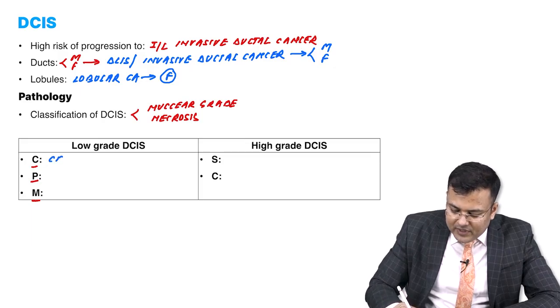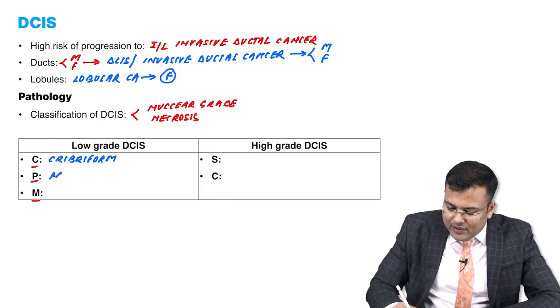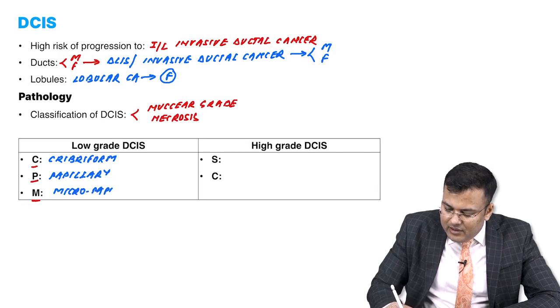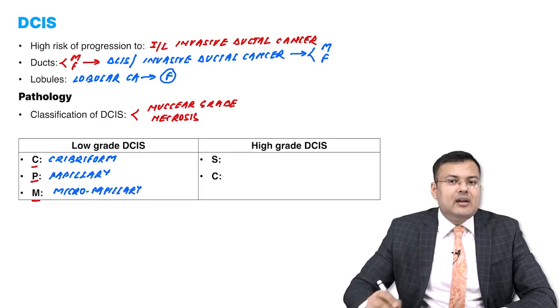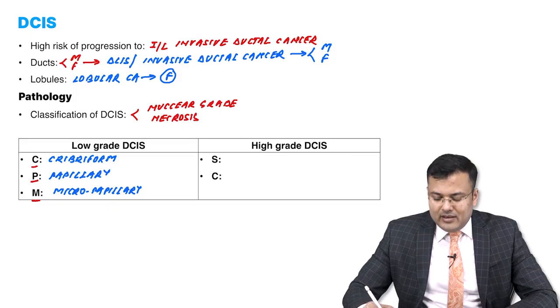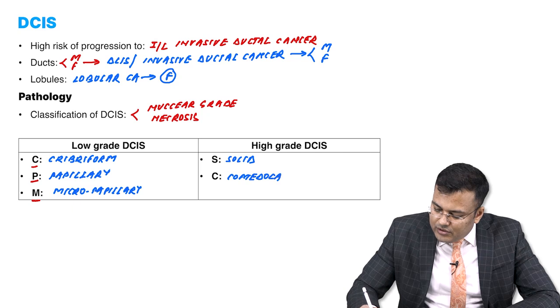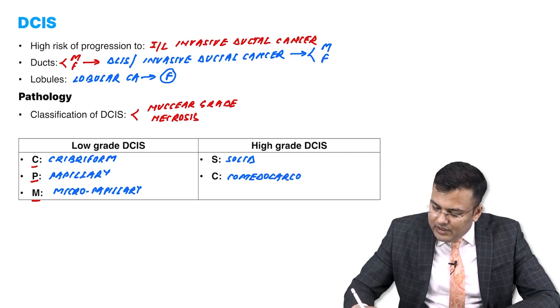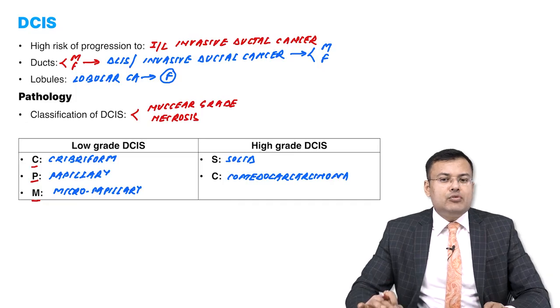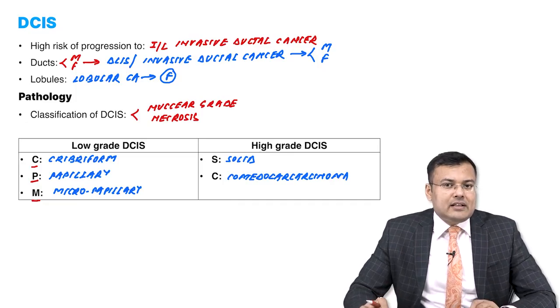So CPM, what are the types? Low grade: cribriform, papillary and micropapillary. Clear? High grade DCIS, clear? Here we are going to include solid and comedocarcinoma. So solid and comedocarcinoma are included in high grade DCIS. These are frequently asked questions.